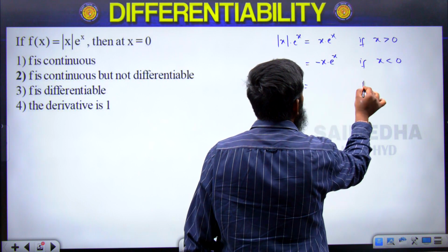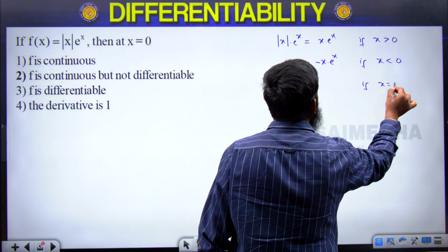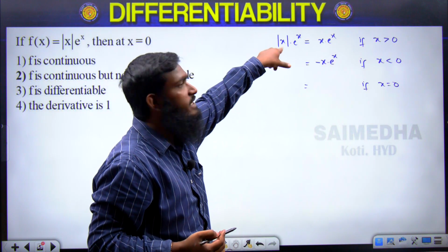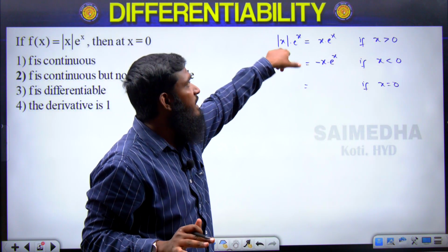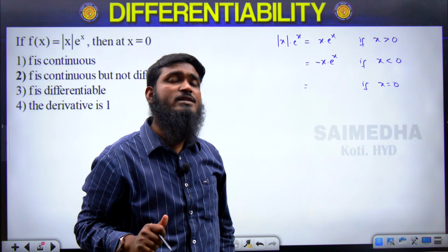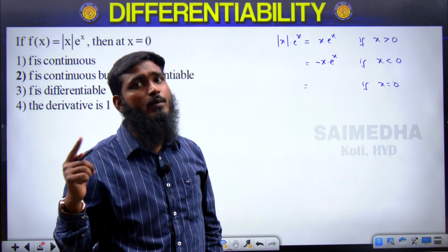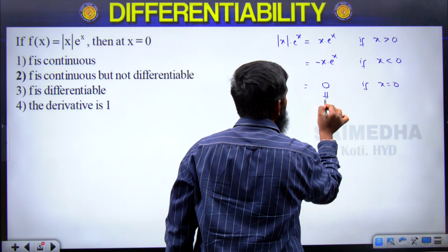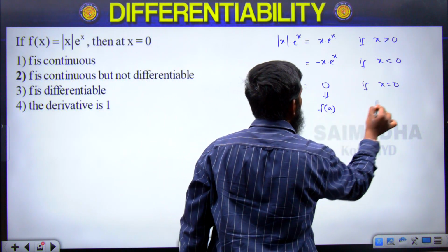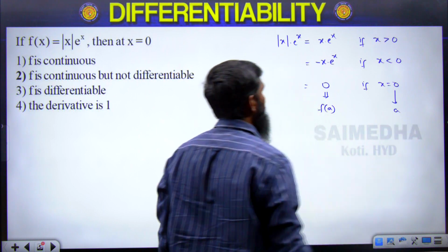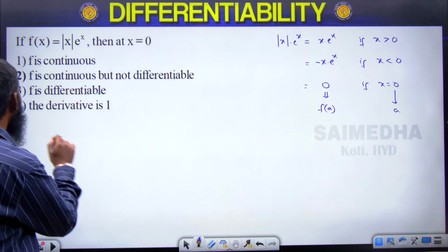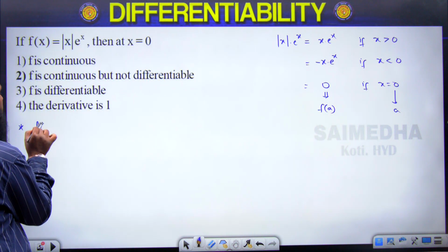Now next part, if x is equal to 0, what will happen? Mod 0 means 0 only, e power 0 means 1, so 0 into 1 will become 0. So this is f of a value and this is a value. This part we have taken. Now let us try to find out the value over here. First let us go with the differentiability part.